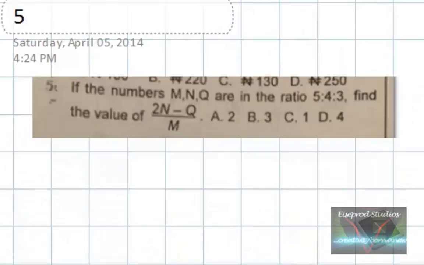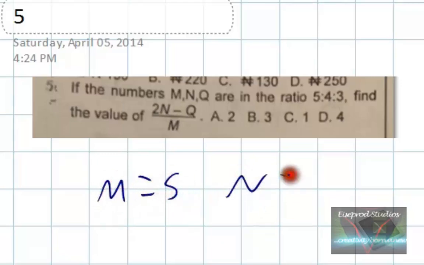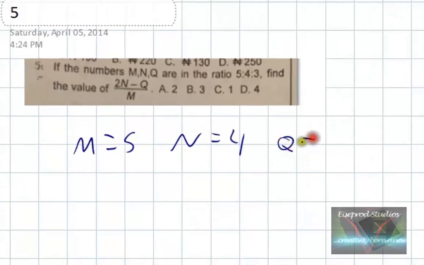So question 5 gives us m, n, and q, and it tells us that they're in the ratio of 5 to 4 to 3, and it wants us to find the value of 2n minus q over m. It's actually probably more simple than what you would think, because it gives us the ratio of these 3 letters and then gives us an equation using only those 3 letters. We can literally plug in the numbers that they gave us. So remember to keep them in the order. So m is equal to 5, n is equal to 4, and q is equal to 3.